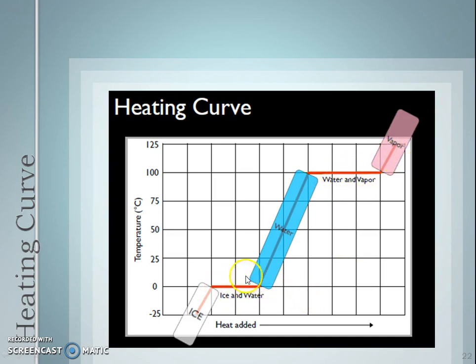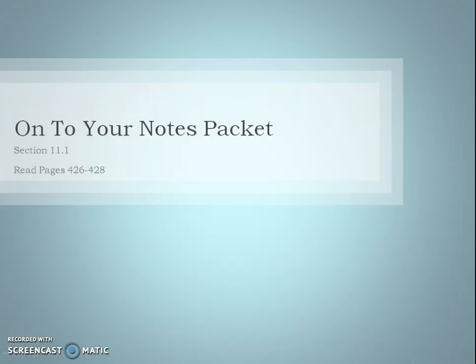So here, your melting and freezing point is the same. To freeze water or to melt ice is going to be 0 degrees Celsius. That is the same temperature, as well as your boiling point of 100. So going from water to gas or gas to water, it's going to be 100 degrees.